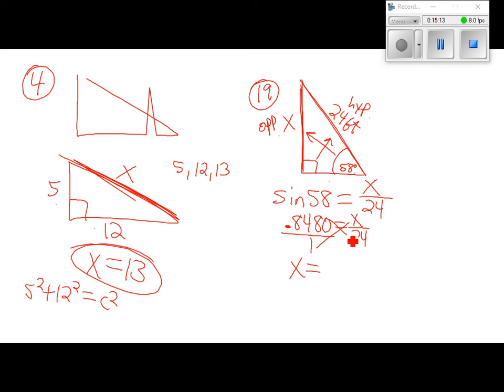And we get about 20.4 feet. So that means the ladder will reach up the wall about 20.5 feet.